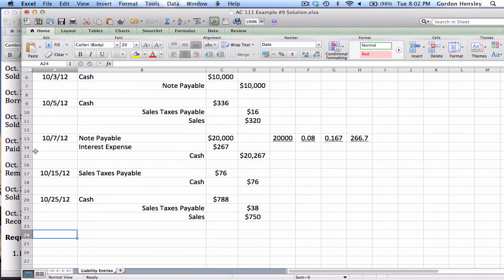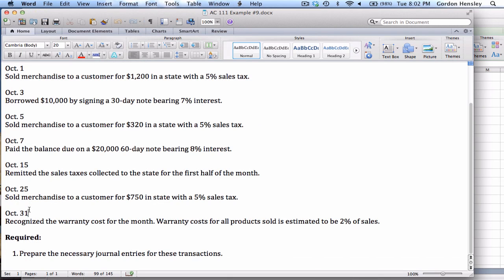And then the final transaction is on October the 31st. It says that we're going to recognize the warranty cost for the month. And it says warranty costs are for all products sold, and we're estimating it to be 2% of sales. Well, remember, we talked about warranties in our video lecture on liabilities, and I said then that the company is required to at least estimate a certain amount of warranty cost.